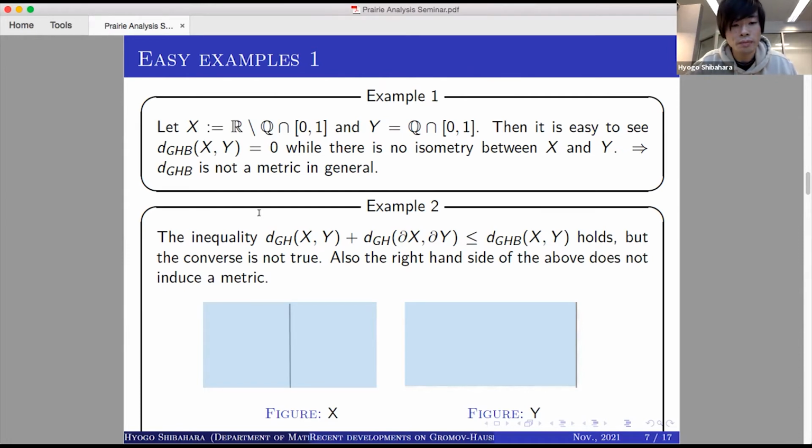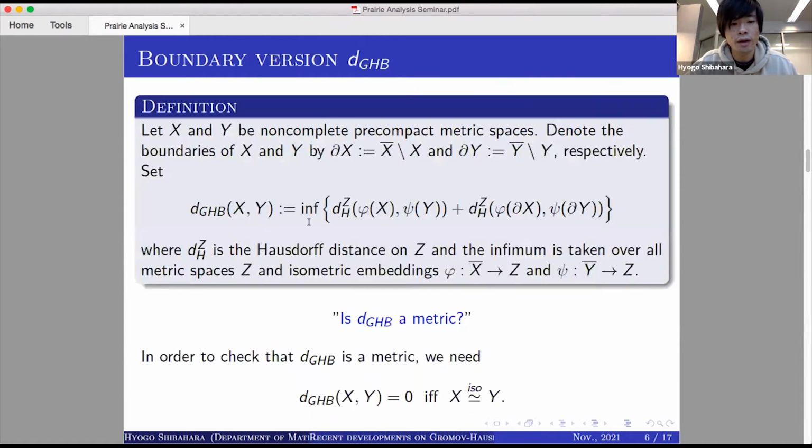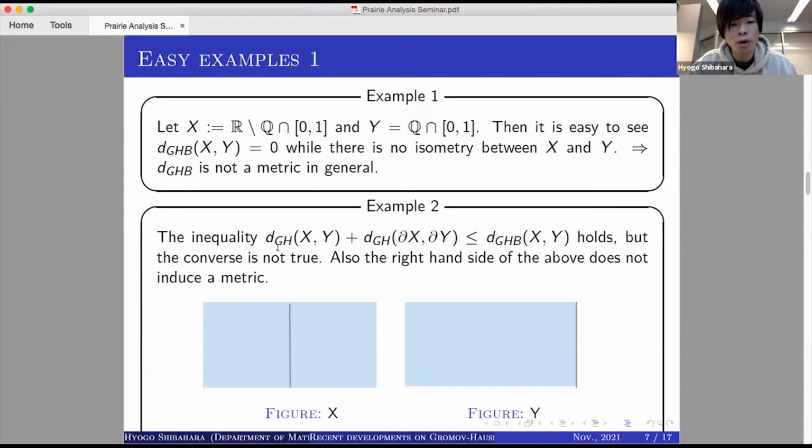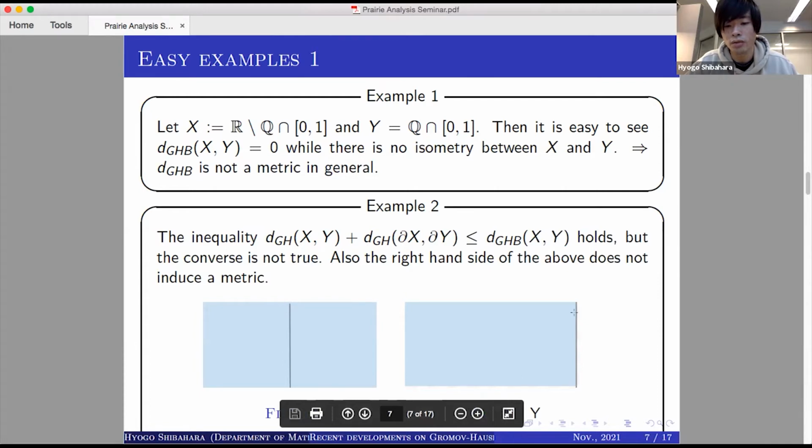And another example here is that, instead of taking this definition, we might wonder whether or not this actually induces a metric on the class of non-complete metric spaces as well. If you consider X to be a rectangle with the boundary, which is a straight line here, and Y to be this rectangle with the boundary here, then you can see that the Hausdorff distance between these two spaces is equal to 0, and the Gromov-Hausdorff distance between these two boundaries, partial X and partial Y, is also equal to 0.